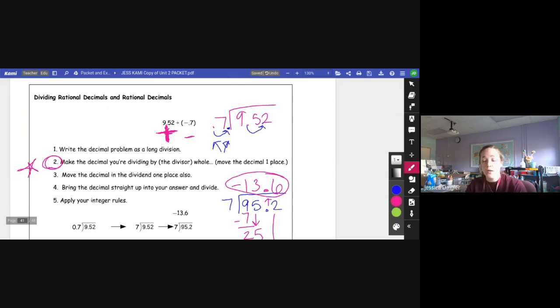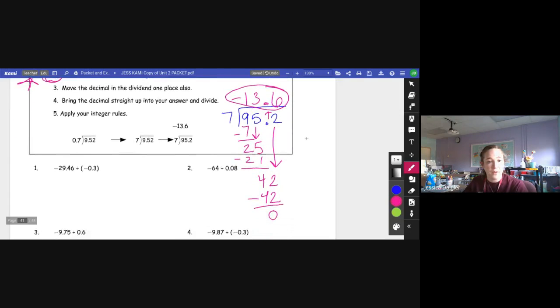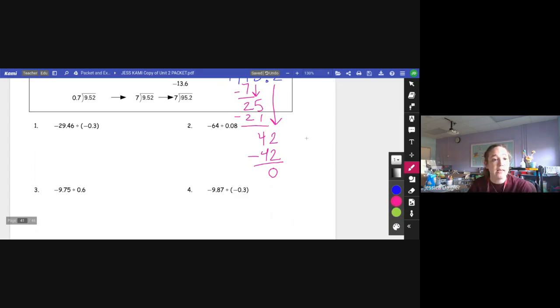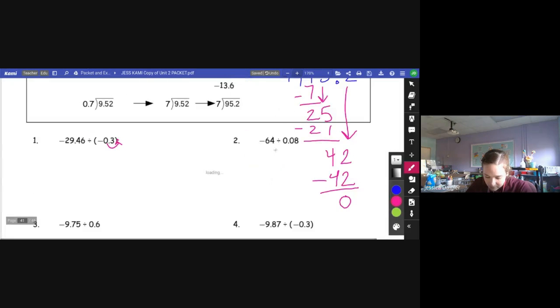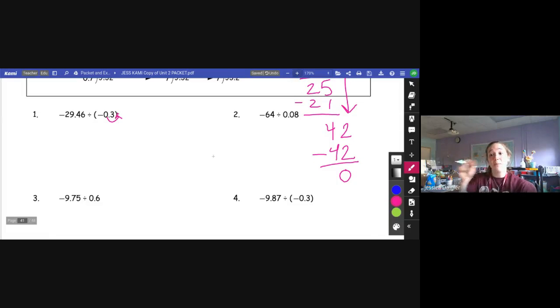So we're going to do one more together. Let's jump to number 1. I've got negative 29.46 divided by 0.3. That divisor, that 0.3, cannot be a decimal. So I'm going to have to do one decimal jump or multiply it by 10 to turn that into a 3. Then I have to do the same number of jumps, so one decimal jump to my negative 29.46. Now I've got negative 294.6 divided by negative 3.